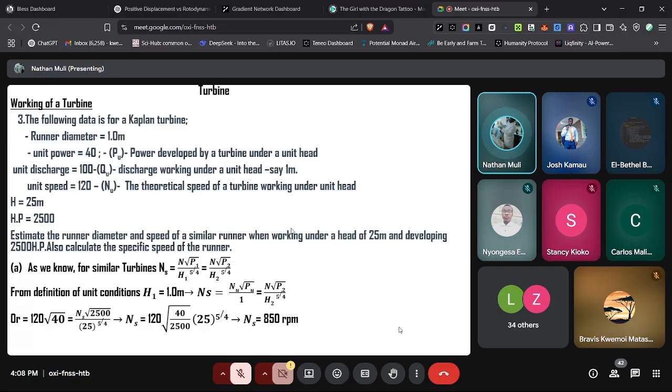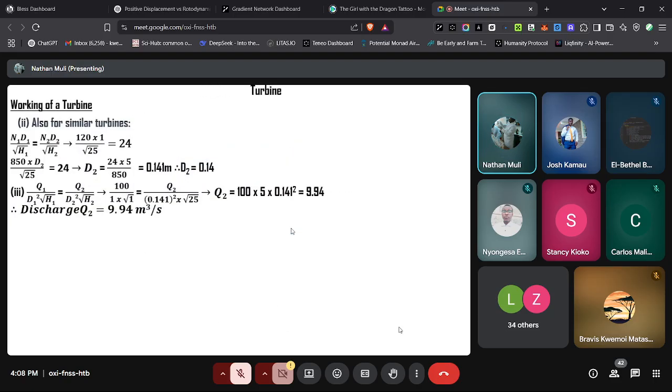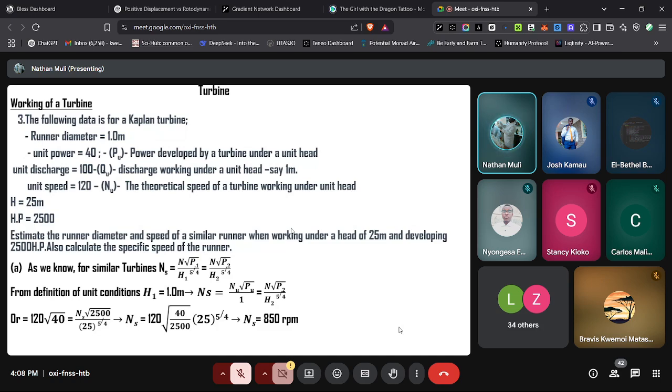Still working on the same, I have another example for you. The following data is for a Kaplan turbine: runner diameter, unit power, which is the power developed by the turbine under a unit head, and unit discharge, working at the head of say 1 meter. Unit speed is equal to that, the theoretical speed of a turbine working under unit head. You estimate the runner diameter, just the same as the other one. I'm sure you'll be able to follow this without much ado.